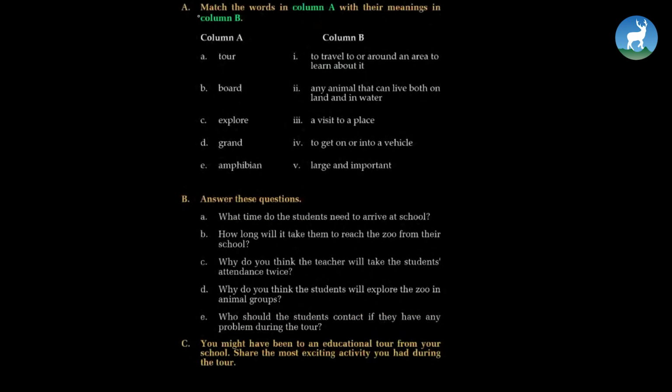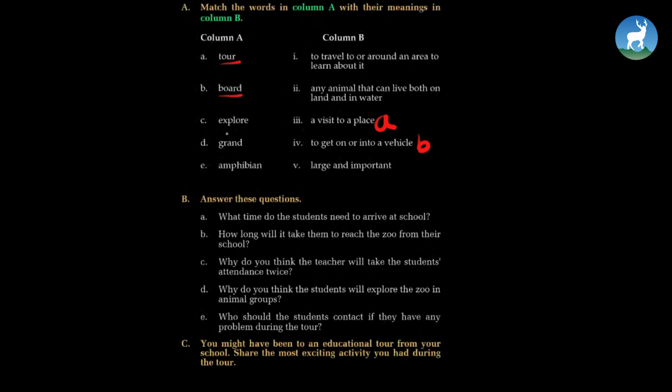First exercise that we have been given is match the words in column A with their meanings in column B. Okay, so let's match the words with their meanings. The first word here given is tour. Now let's match the word tour with its meaning. So the third option in column B, a visit to a place, is tour. So the answer is this one. Now for the word board. Let's see which one might be the right answer. See, as I've already told you before, the answer for board is to get on or into a vehicle.